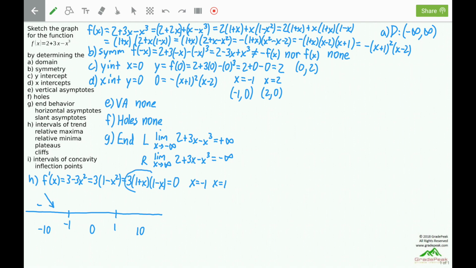Plugging 0 into the fully factored version of the derivative, 1 plus 0 is positive. 1 minus 0 is positive. Positive times positive is positive. Times that positive 3 will still be positive. We have a positive first derivative, which corresponds to an increasing trend. Plugging positive 10 in, 1 plus 10 is positive, 1 minus 10 is negative, positive times negative is negative, times that positive 3 is still negative. We have a negative first derivative. This corresponds to a decreasing trend.